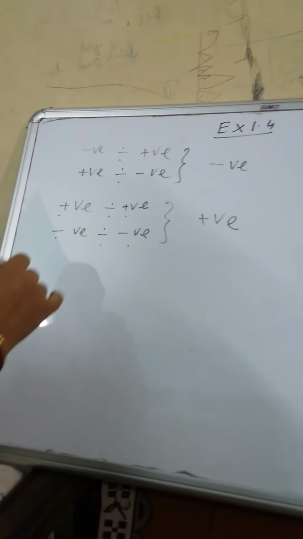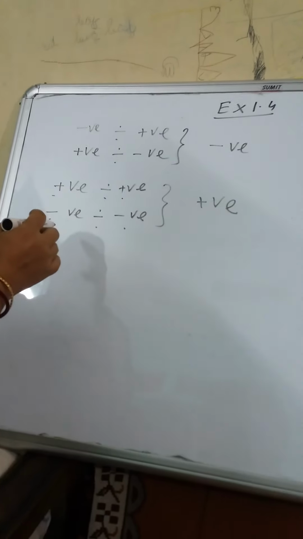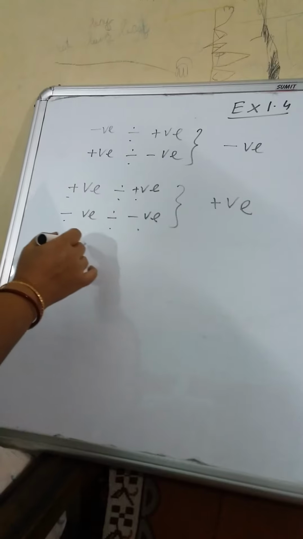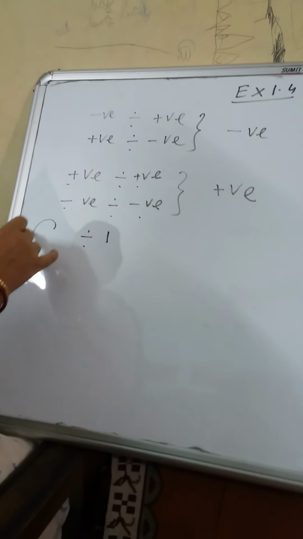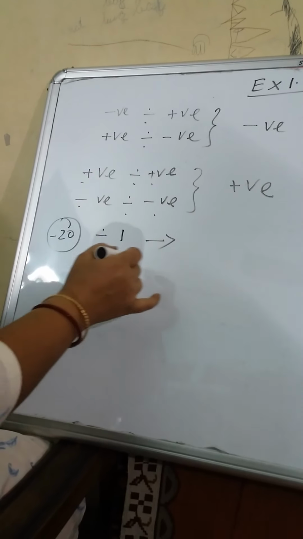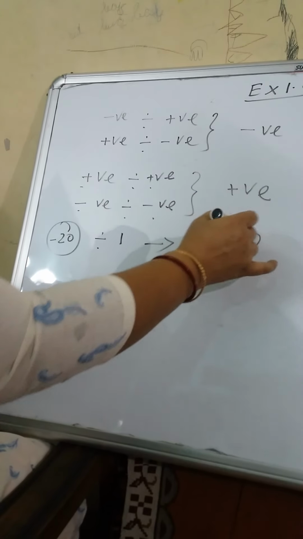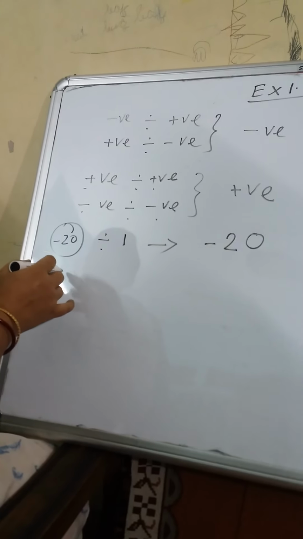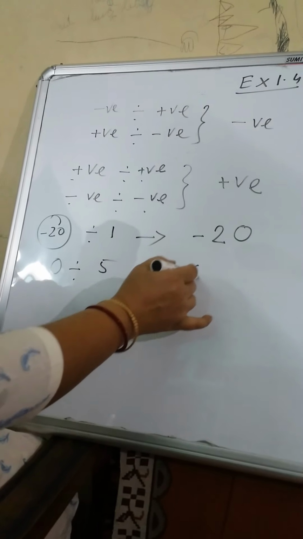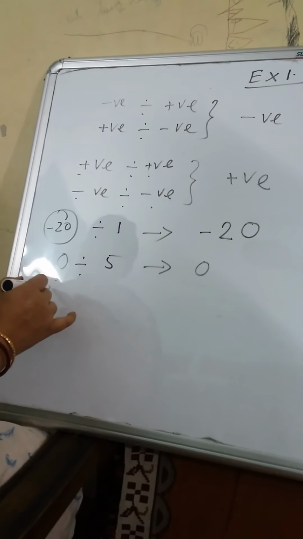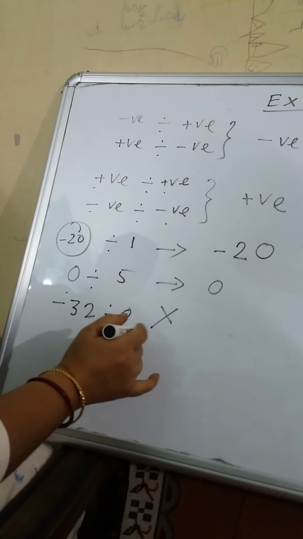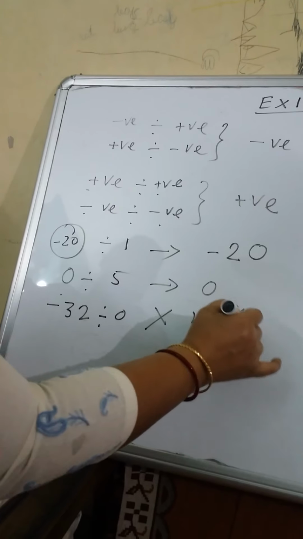One more thing that we have learned: you know already that when I divide any integer by 1, the result will be the integer. If 0 is divided by something, you will get 0. If I divide a number by 0, it is not possible, or it is not defined.